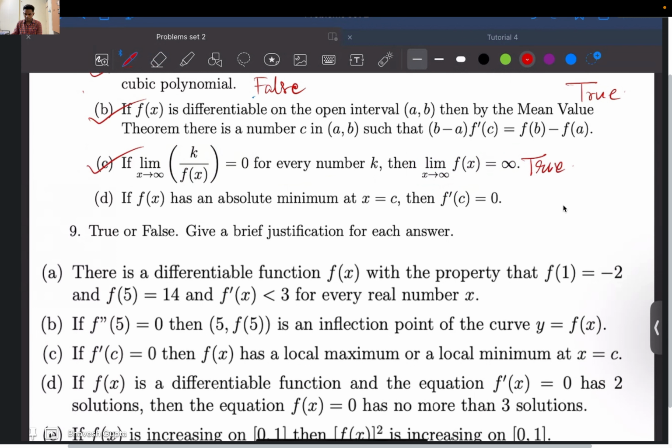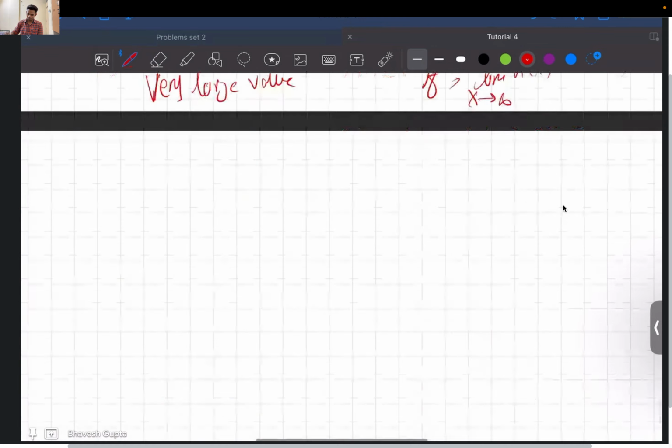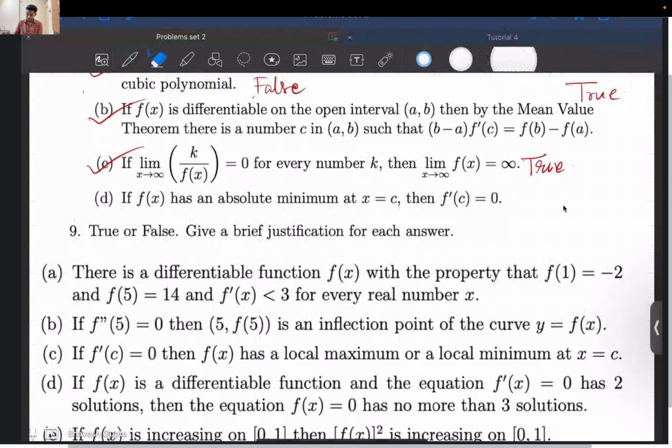And let's go to the D part. So if f of x has an absolute minimum at x equal to 3, then f dash of c is equal to 0. Is this statement true or false? See, first we need to understand the situation. What is the situation here? The statement they gave me is that f of x has an absolute minimum. They didn't tell me that it's a minima. It just told me that it's an absolute minimum.